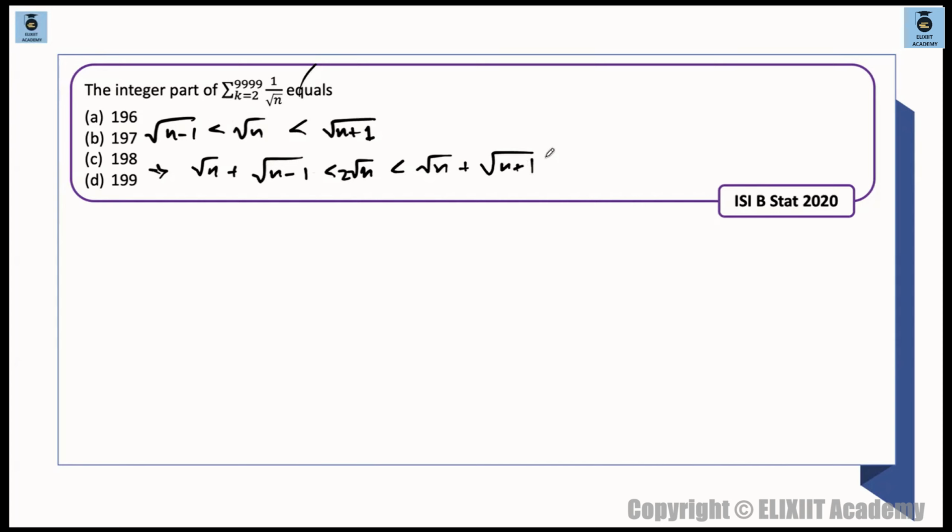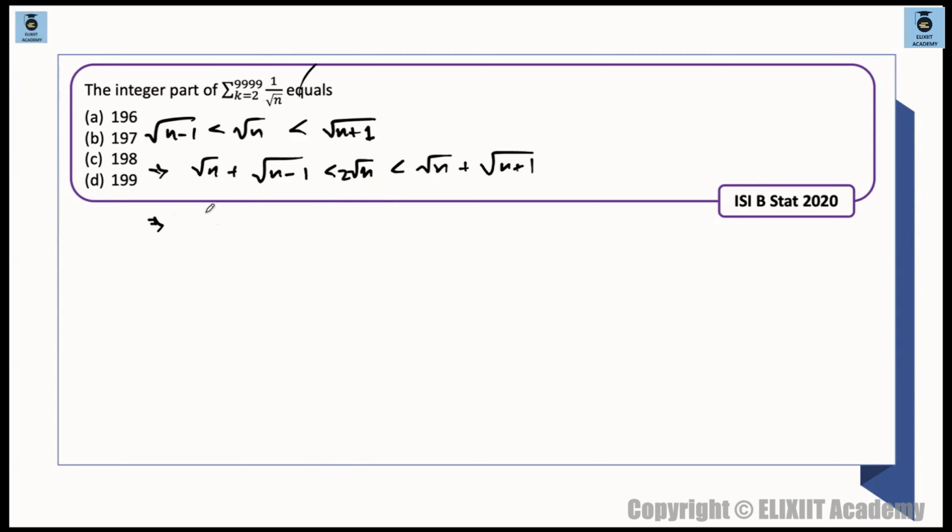Fine. I'm simply adding root over n on both sides. Now I need the reciprocal of this thing. So I'm taking the reciprocal over here. Once I take this reciprocal, you will see that the orientation of this inequality will simply change.